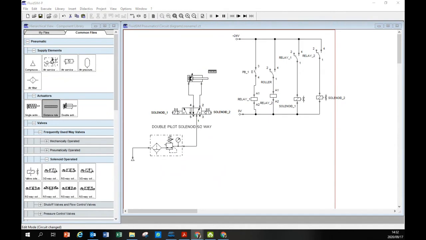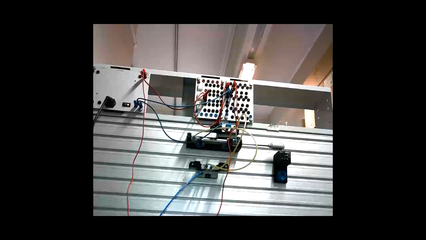And I need to go quickly to my camera. Not the right camera, I don't want that. I want this one. Okay, I'm going to zoom.